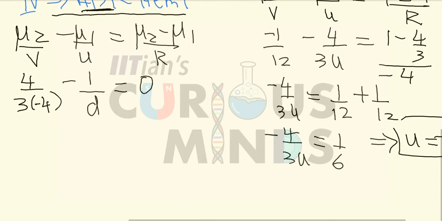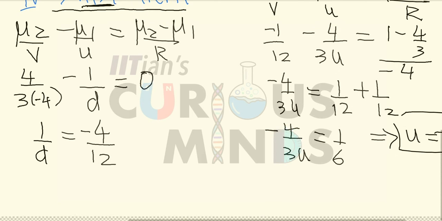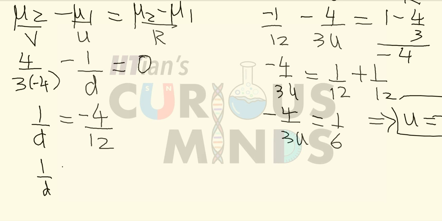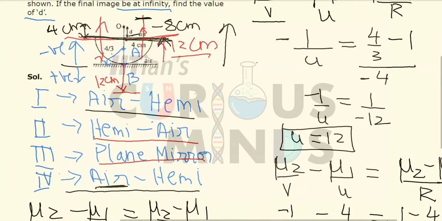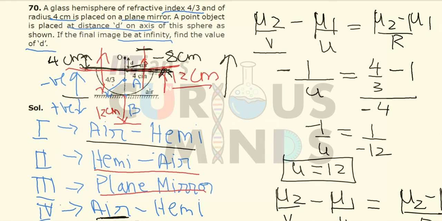So when I substitute the value, I have to take d also negative. It will be simplified in the last part. 1 by d will be equal to minus 4 divided by 12. So 1 by d over here will be equal to minus 1 by 3, or d over here will be equal to minus 3. That is, the object is situated at a height of minus 3 centimeter. That is, the value of d will be equal to 3 centimeter.